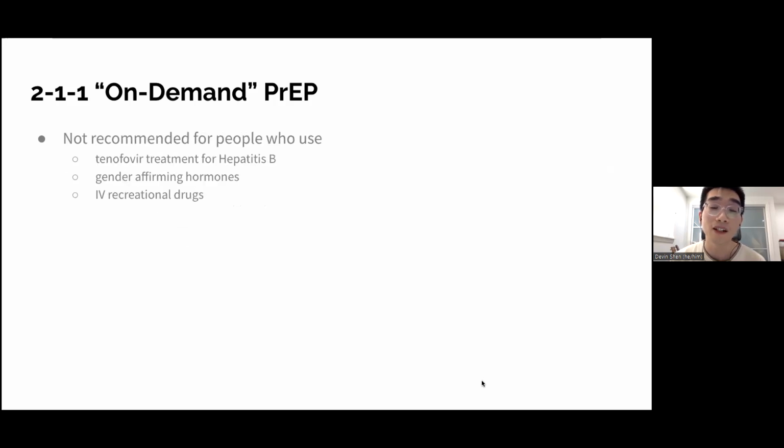And lastly, on-demand PrEP is not recommended for people who use tenofovir treatment for hepatitis B, as that would require daily use of the medication. Neither is on-demand PrEP recommended for people using gender-affirming hormones, and it's not studied for people who use IV recreational drugs. In general, 2-1-1 PrEP has quite a few stipulations, and it's not a very generalizable way to use the medication. And typically, I don't recommend my patients use on-demand PrEP in clinic, but I do want them to be aware of it as an option in case their peers are using it.